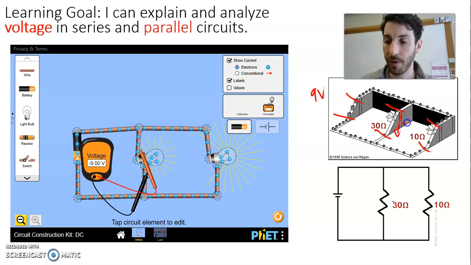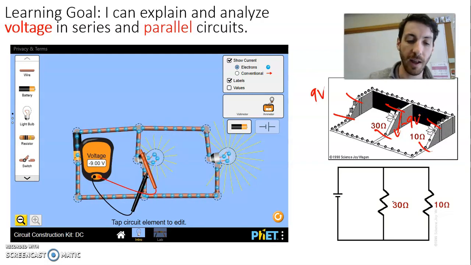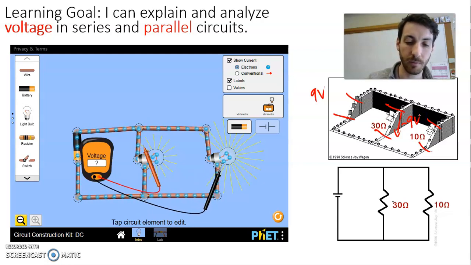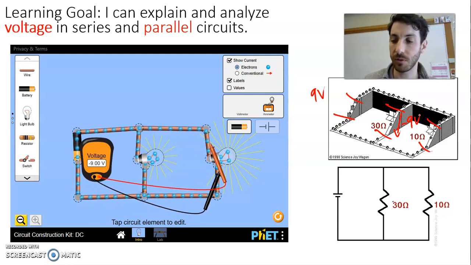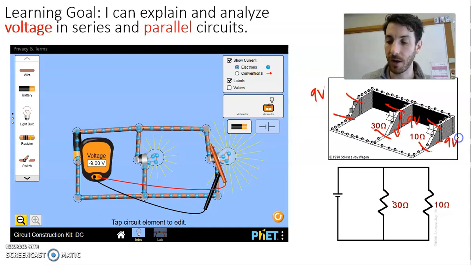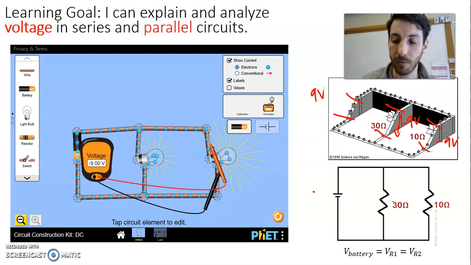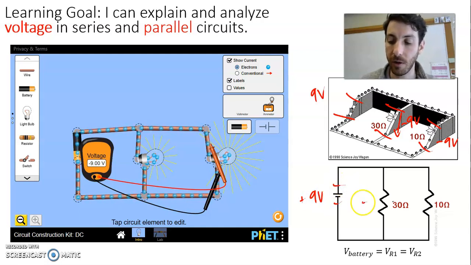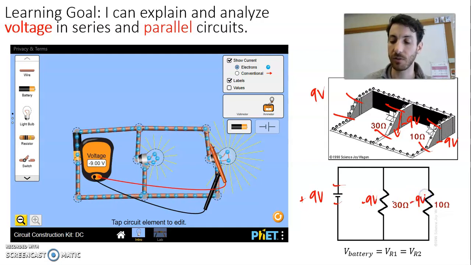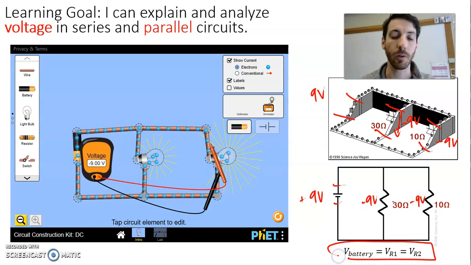If we go down this way, we have negative 9 volts. And similarly, if we measure across this resistor, we also have negative 9 volts. So we have a positive 9 volt gain across the battery and a negative 9 volt drop across each of the resistors. So they're all equal, at least the magnitude of these three are equal to one another.